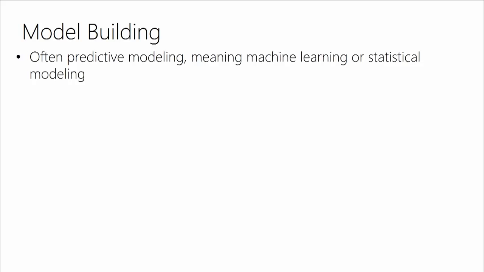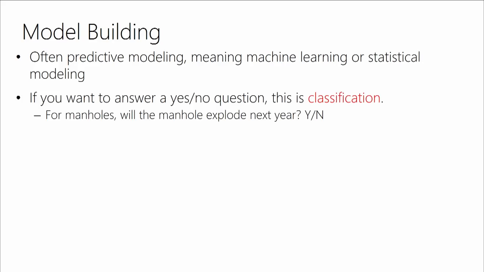Now, predictive modeling means machine learning or statistical modeling. It doesn't necessarily mean prediction in the future time-wise. It could just mean prediction of a new circumstance that you haven't seen before. Now, if your goal is to answer yes or no questions, then this is classification. So, for instance, if you're asking questions like, will a manhole explode next year? Yes or no? This is a classification problem.